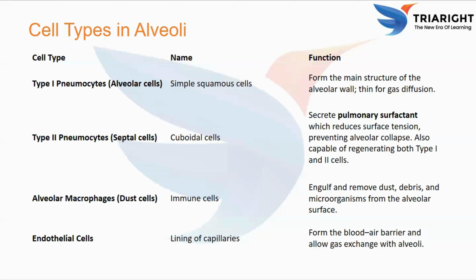Coming to the next cells, alveolar macrophages. What are they? They are called immune cells. Why are they called immune cells? Because they form the blood-air barrier. They allow oxygen to move into the blood and also carbon dioxide to leave it. So these are called immune cells.